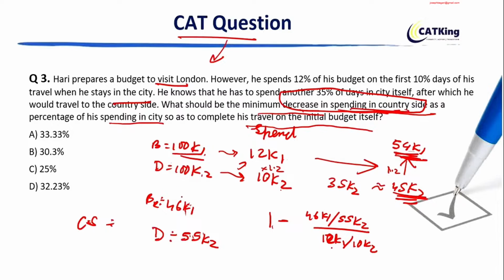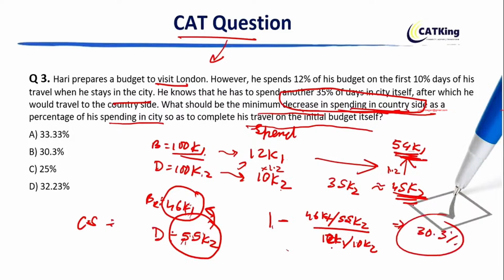Earlier he was spending how much? Now he's spending how much? 46K1 in 55K2 days. Correct? So per day he's spending how much, guys? In 55K2 days he's spending this much. So per day now he's spending this much. Correct? Per day earlier he was spending 1.2, as we saw earlier as well. Right? Just K1, K2 cancelled. Right? You will get the answer as 30.3%, which is option B.